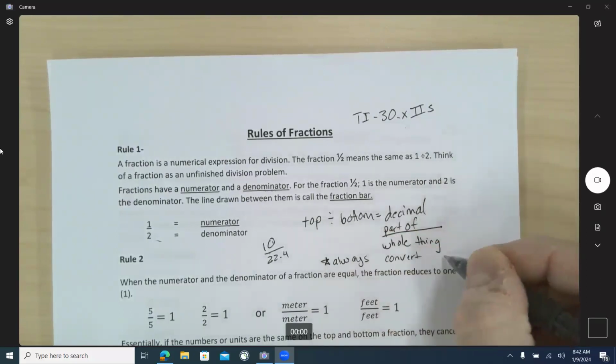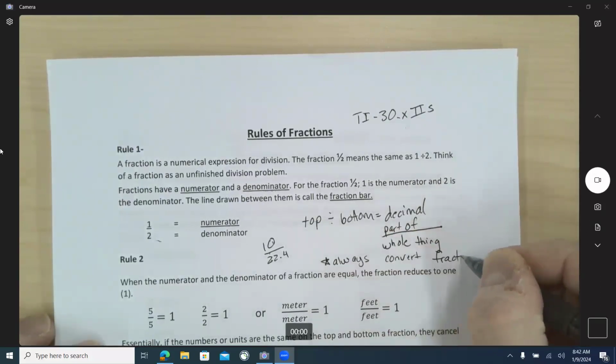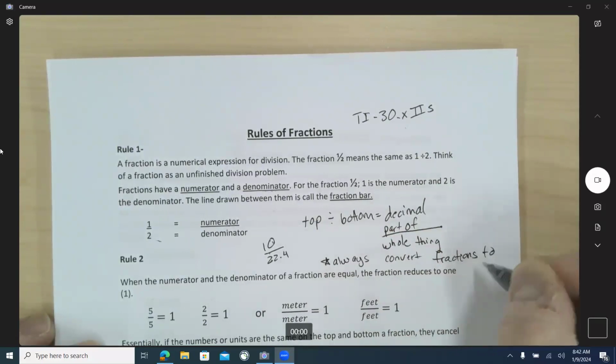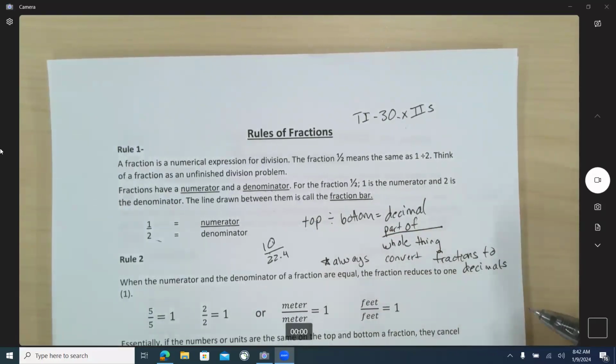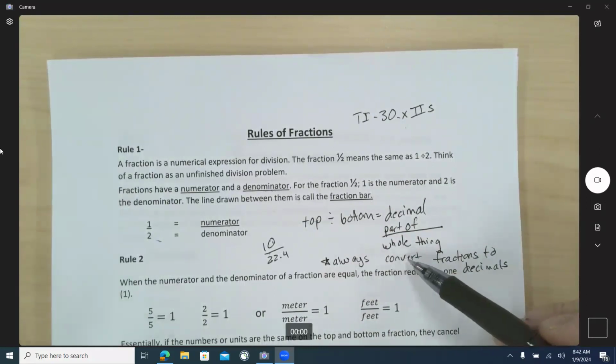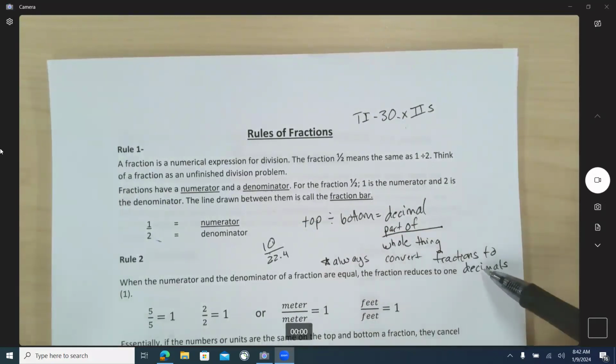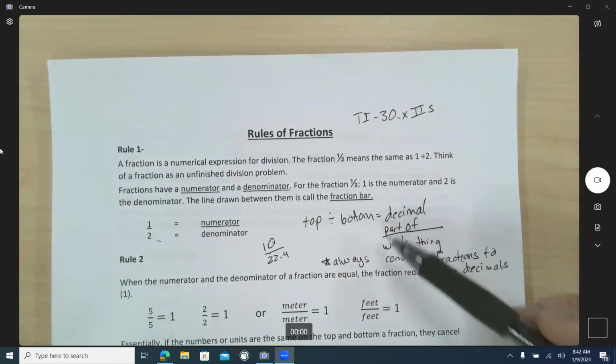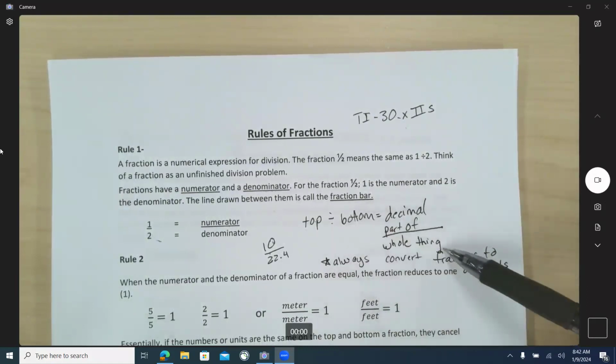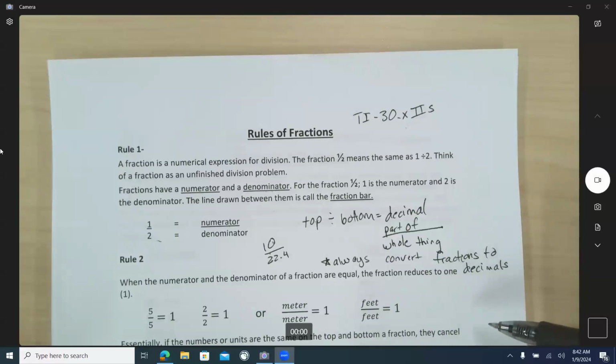So one thing to note here is always convert fractions to decimals, okay? And I do believe I talk about that on the next page, but always convert fractions to decimals, all right? Because if you're going to do the math with these, if you do not convert it to a decimal, good luck with trying to do it, okay? So whenever you see a fraction, you have my permission to always convert it to a decimal.